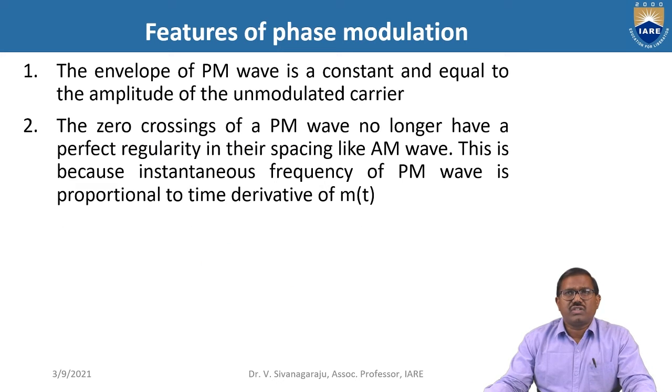Now, what are the features of phase modulation? The envelope of the PM wave is constant and equal to the amplitude of the unmodulated carrier. Another feature is that the zero crossings of the PM wave no longer have the perfect regularity in their spacing that an AM wave has. This is because the instantaneous frequency of the PM wave is proportional to the time derivative of m of t.